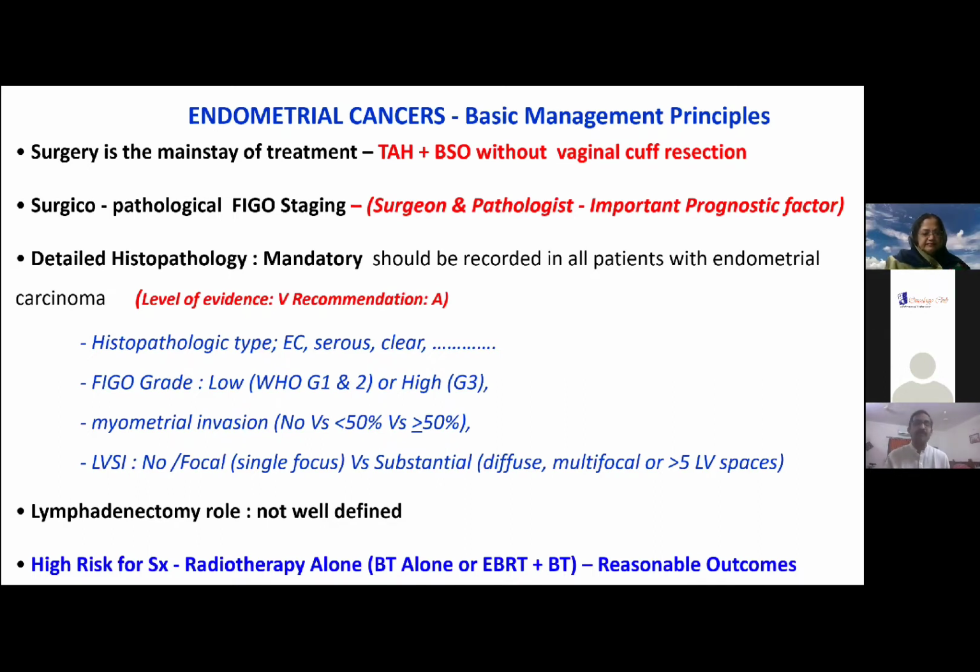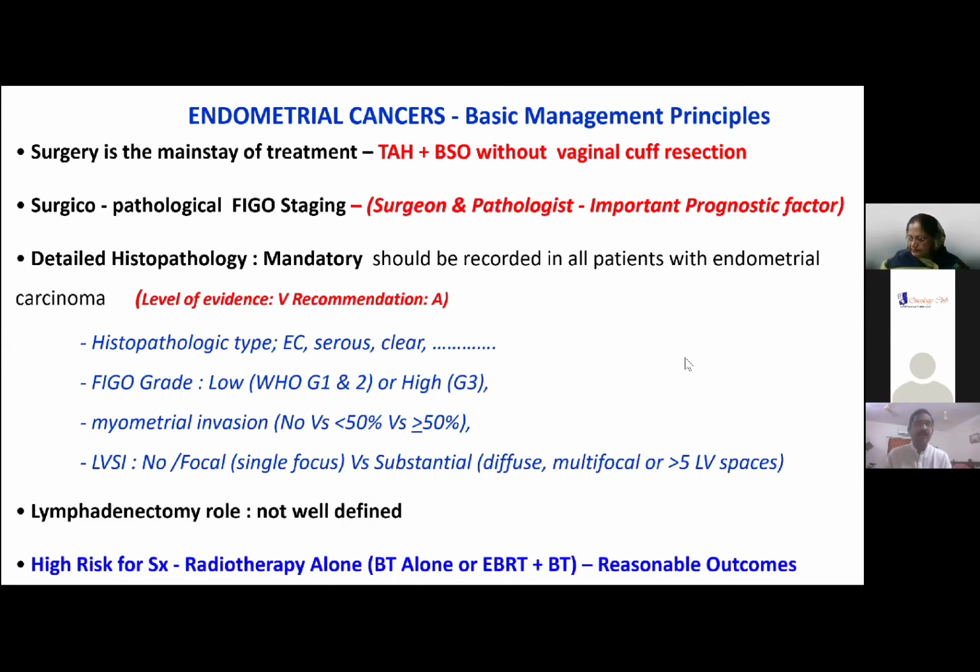In the recent past, the most important pathological factor which has been extensively researched and studied, and for which a lot of guidelines have come, is lymphovascular space invasion. The pathologist has to be very careful in defining these, whether LVSI is absent or focal, or define it as substantial if diffuse LVSI is seen in microvessels, or if more than 5 lymphovascular spaces are involved. The lymphadenectomy role is not well defined. I will not go into the details. It is more for the gynae-oncologist to decide.